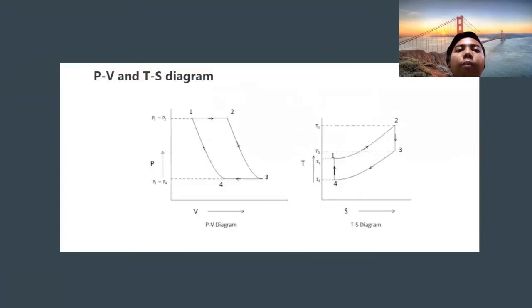The closed cycle gas turbine power plant is also analyzed by using the P-V and T-S diagrams. By using these diagrams, we can find the work done by the turbine and the work done by the compressor.